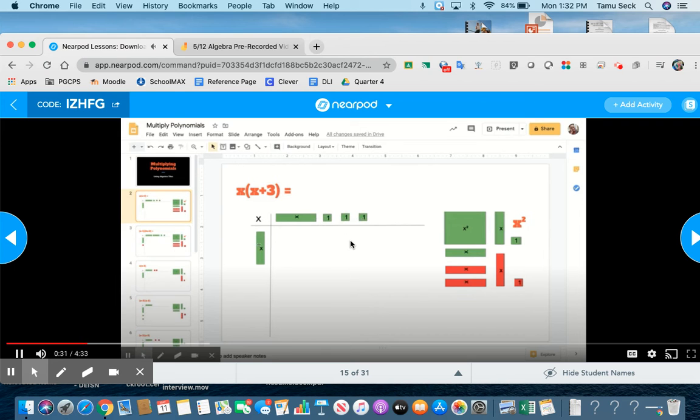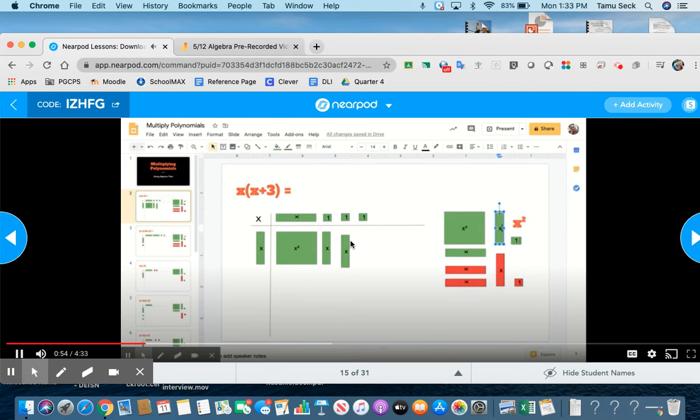So x times x is x squared. So we're going to drag this over here. We're going to do a lot of drag and drop. And x times 1 is just x. We're going to drag and drop this x here. And again, x times 1 is x. And x times 1 is x.